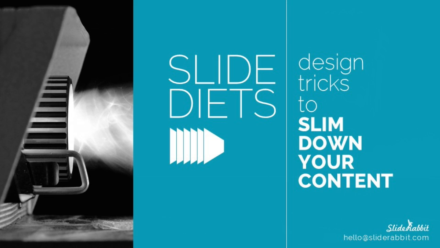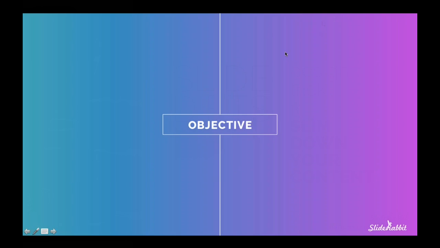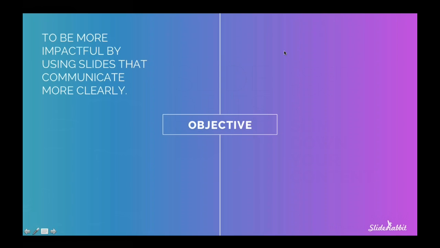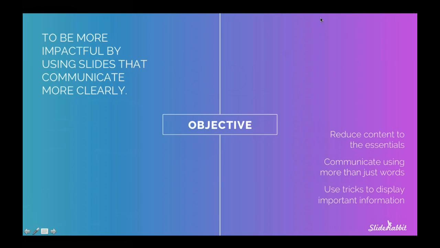When Sharon approached me about doing this webinar, I was trying to think, what is the problem that I see the most commonly with our clients? About 95% of our work is presentation design, and it is absolutely trying to figure out how to communicate most powerfully with slides. When it comes down to it, that's all about figuring out what to leave on your slides and what to take off of it. So today we're going to learn how to communicate more clearly with our visual aids by reducing our content, learning to communicate with more than just words, and we'll also look at some display tips and tricks so that we can communicate the most important information the most clearly.